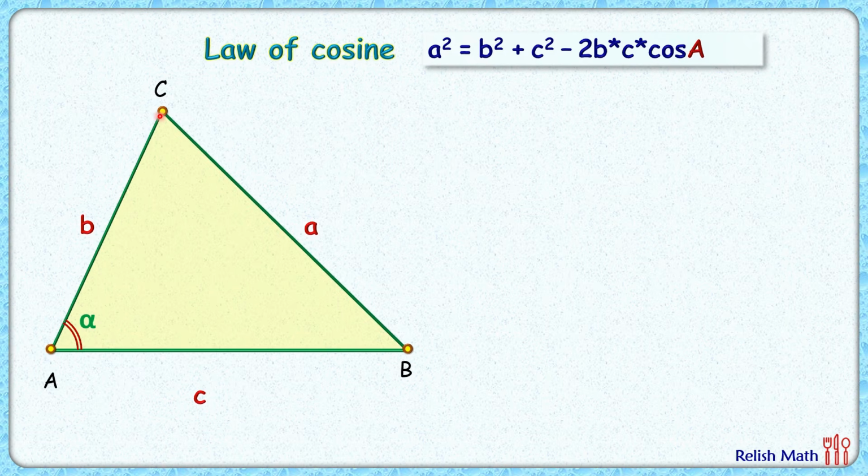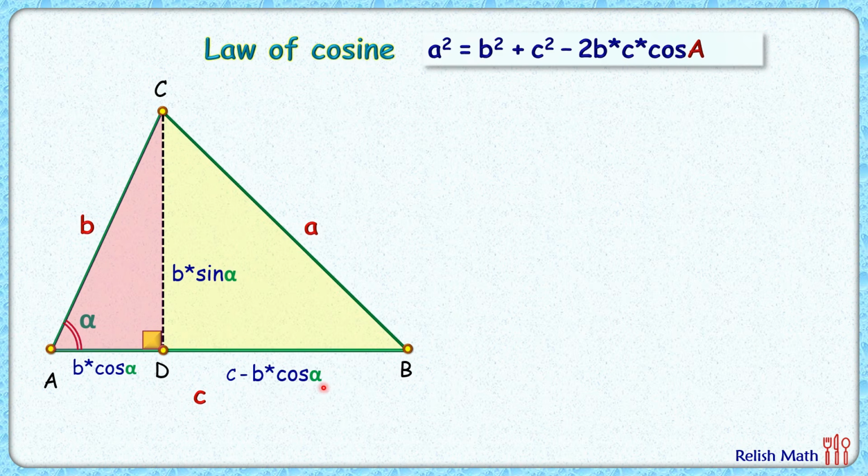So for that, from point C, let's drop a perpendicular on AB. Now in this right angle triangle, applying trigonometric ratios, we'll get sine alpha is perpendicular, that is CD upon hypotenuse, that's b. So we'll get CD length as b times sine alpha. Same way, AD length will be b times cos alpha. And DB length will be the full length c minus b times cos alpha.